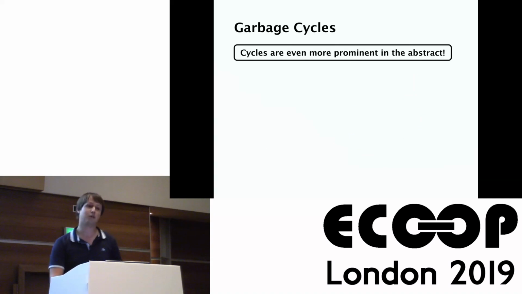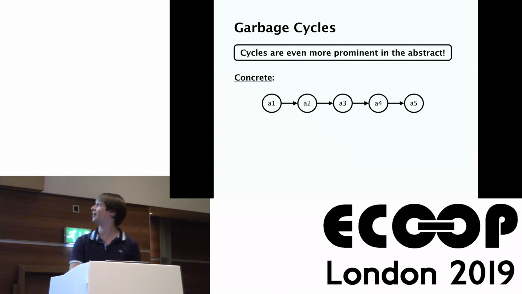So it turns out that cycles are actually much more common in an abstract interpreter, and to see why, I'll just give you a very simple example. So say that in the concrete we have 5 addresses, A1 through A5, and well, we draw an edge between 2 addresses when one address points to another one. Clearly, no cycles in the concrete here, but when we have to abstract these concrete addresses, then it might be that 2 or more concrete addresses are going to be abstracted by one and the same abstract address. And so let's say that, for the sake of the example here, A2 and A4 are going to be abstracted by the same abstract address.